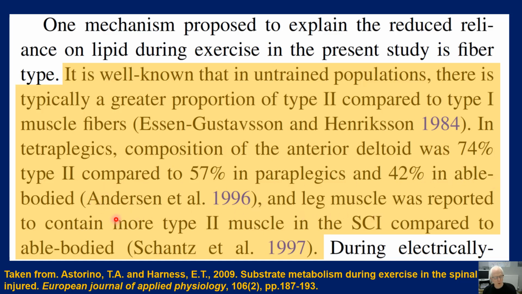And leg muscle was reported to contain more type 2 muscle fibres in the spinal cord injured athlete compared to the able-bodied athlete. So it's kind of suggesting to us that there is a change in fibre typing as a result of the spinal cord lesion injury. Now, can we show this? Is there an evidence base that will help us support this?